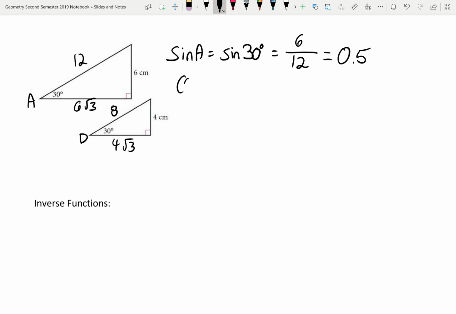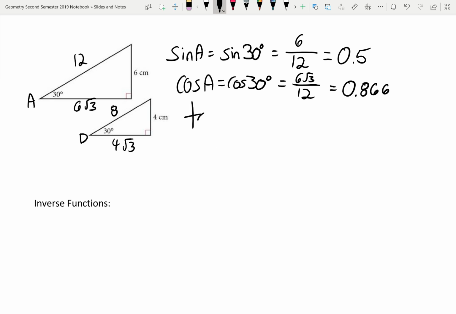Okay, let's try cosine. Cosine of A, that's cosine of 30 degrees. It's equal to the adjacent leg divided by the hypotenuse, which is 12, and this time the adjacent leg is 6 root 3. When you put it in your calculator, you get 0.866. And putting in cosine 30 will get you 0.866. Again, what are sine and cosine? They are ratios. So even though you get decimal numbers that aren't written as fractions, they're still ratios of sides of a right triangle, where one of the angles is 30 degrees.